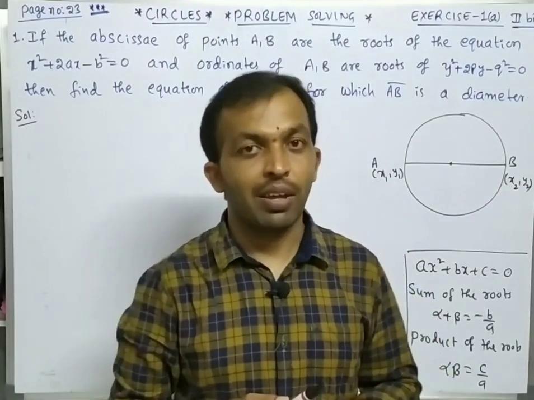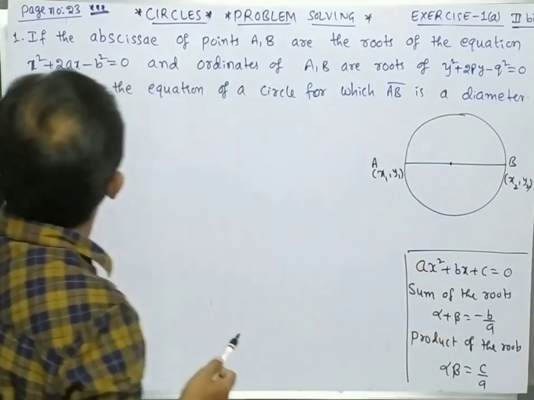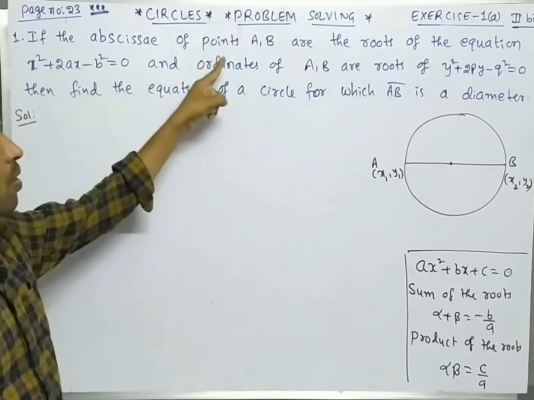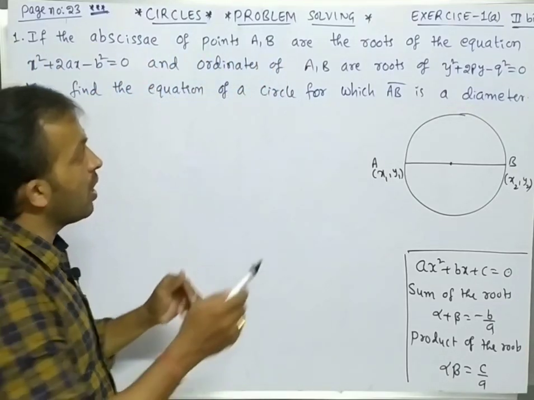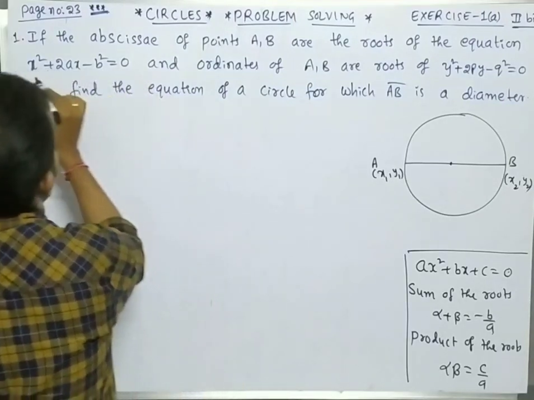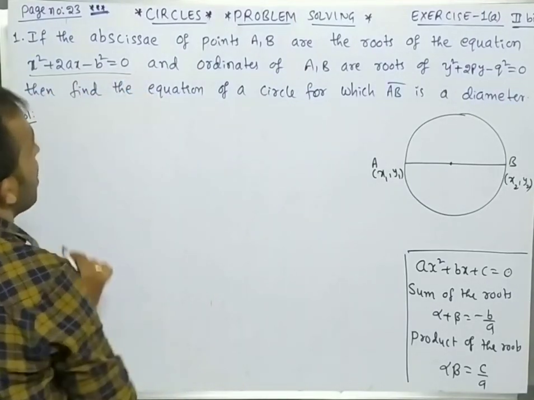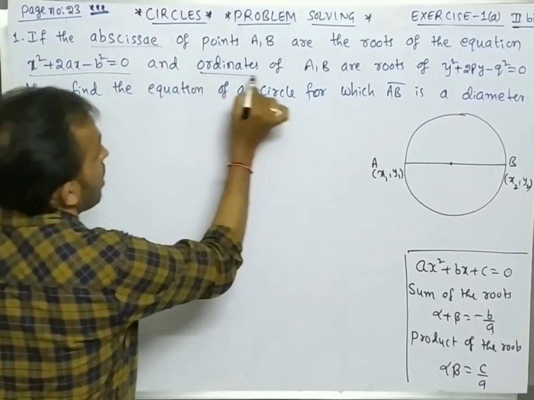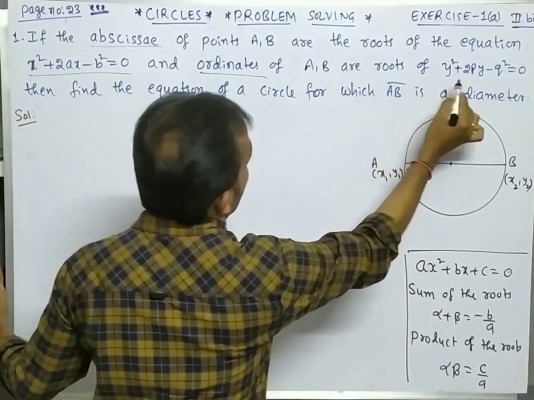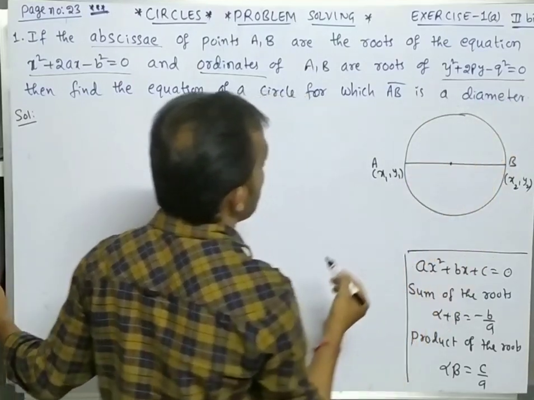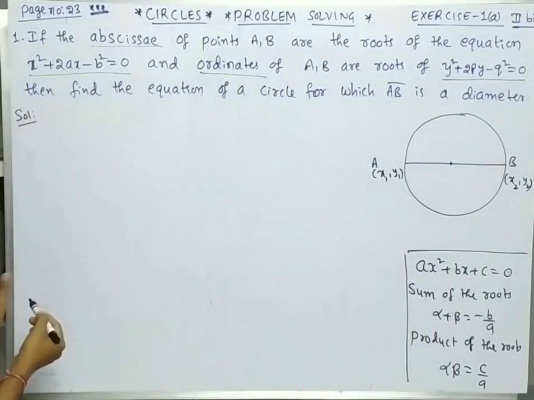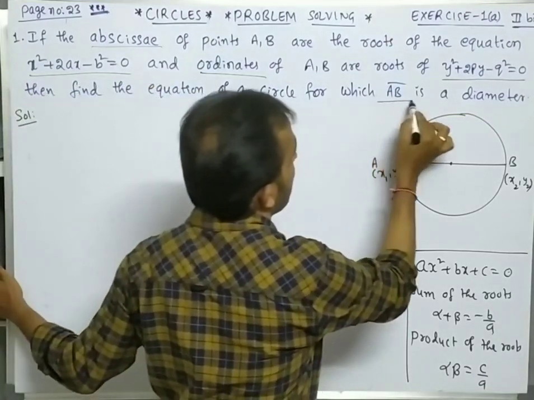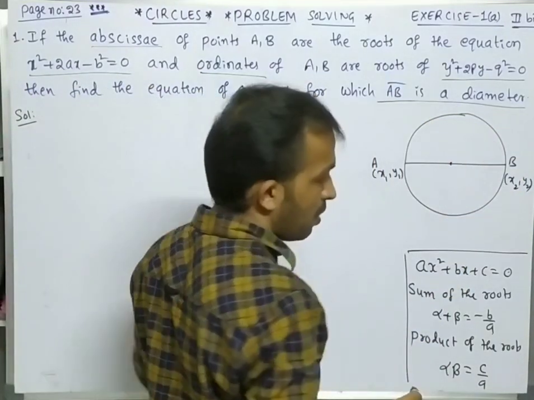In the second bit, first problem: if the abscissa of points A, B are the roots of the equation x square plus 2ax minus b square is equal to 0, and the ordinates of A, B are roots of y square plus 2py minus q square is equal to 0, then find the equation of a circle for which AB is a diameter.